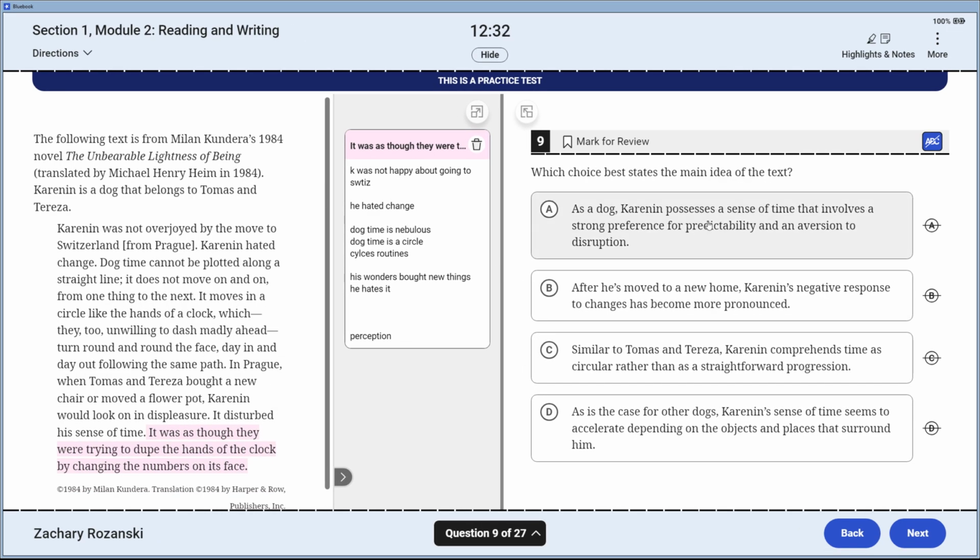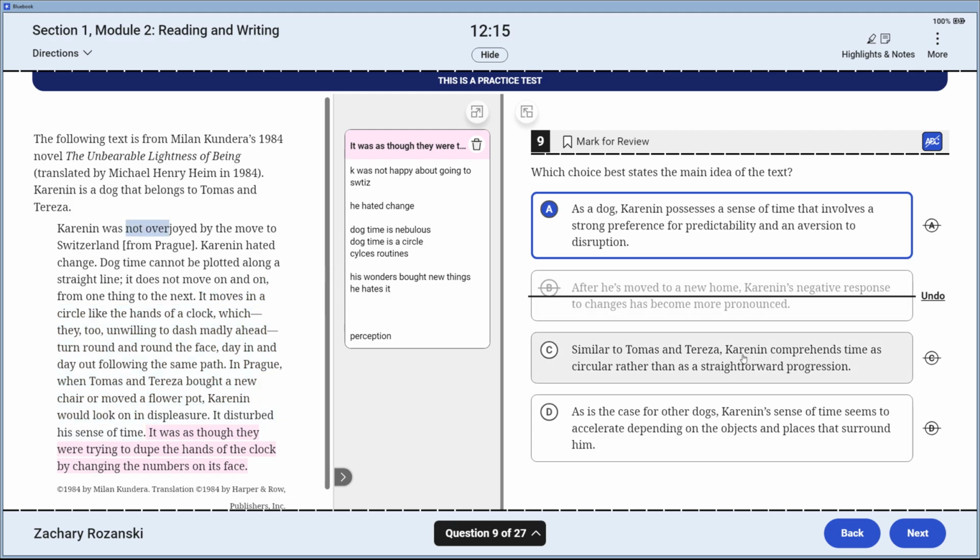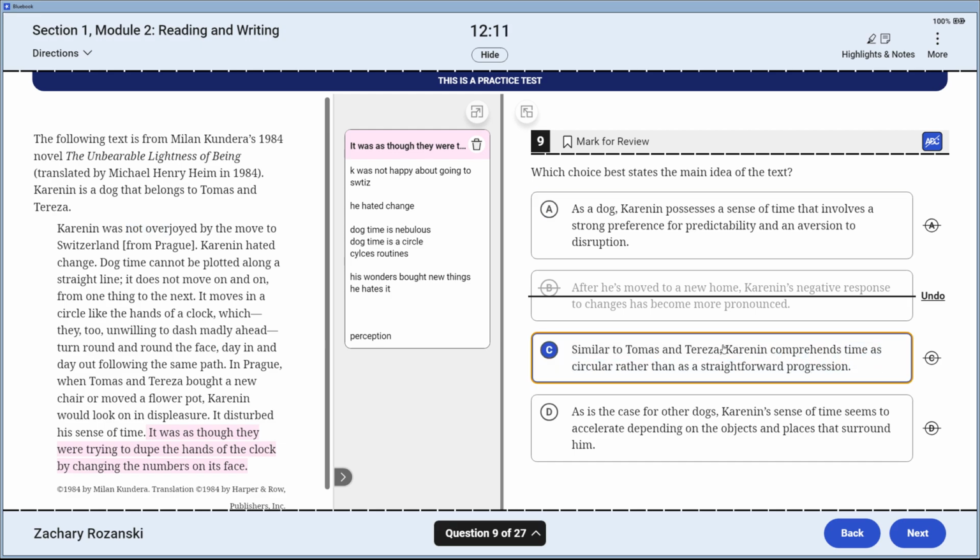As a dog, a sense of time that involves a strong preference for predictability and an aversion to disruption. I like that. After he moved to a new home, negative response to change. No, it's not changing over time. All of this is stating how he perceives things, but he's always been a little grumpy boy over change. Similar to them, comprehends time as circular rather than a straightforward progression.